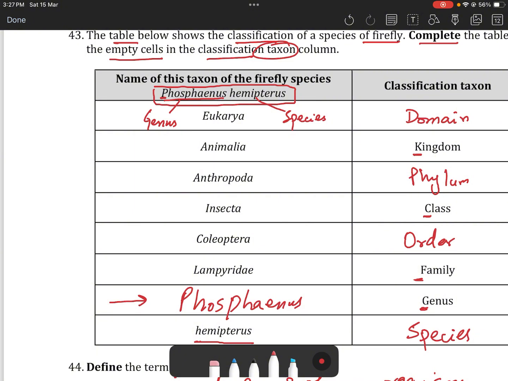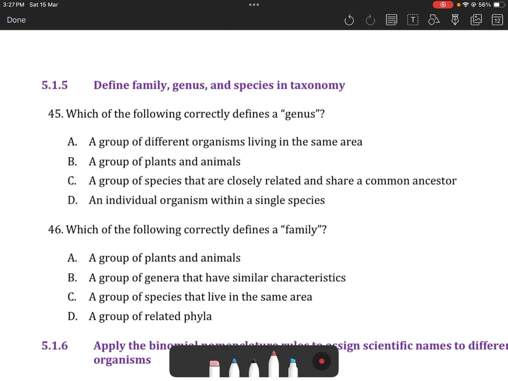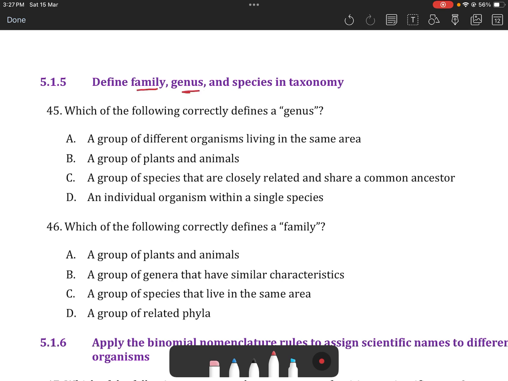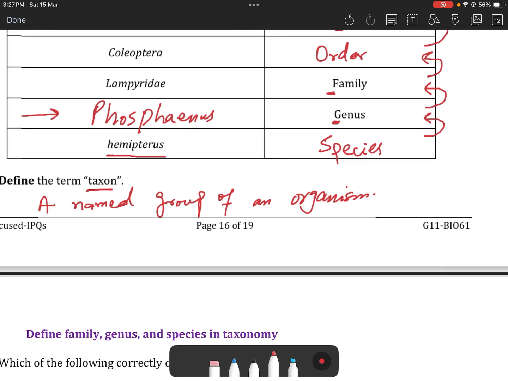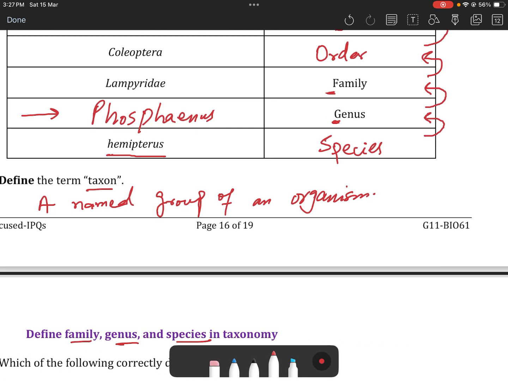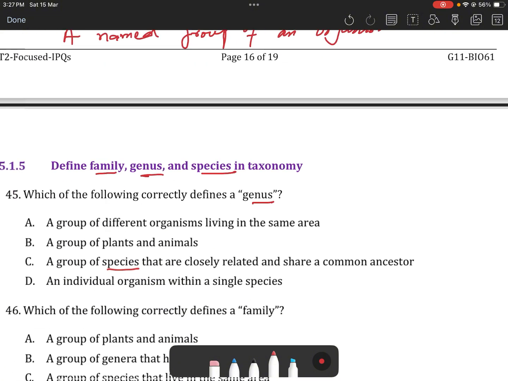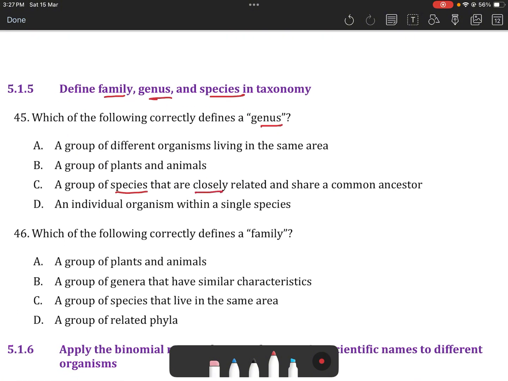We will go down now to the next question. Define family, genus, species in taxonomy. Which of the following correctly defines genus? A group of different organisms living in the same area? No. A group of plants and animals? No. A group of species? I told you, a group of species. I put the arrow to show you species are grouped together into a genus, closely related and sharing a common ancestor. Yes. An individual organism within a single species? No.